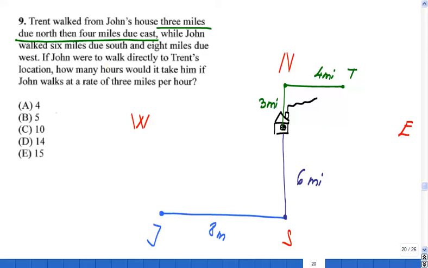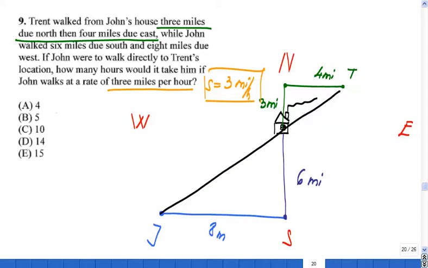So many miles away. If John were to walk directly to Trent's location, how many hours would it take him if John walks at the rate of 3 miles per hour? Okay, so John's speed is 3 miles per hour. We need that at the end. But before that, we need to find the distance. How far away is John from Trent's location, right? We need to find how big is that line. How can we find it?